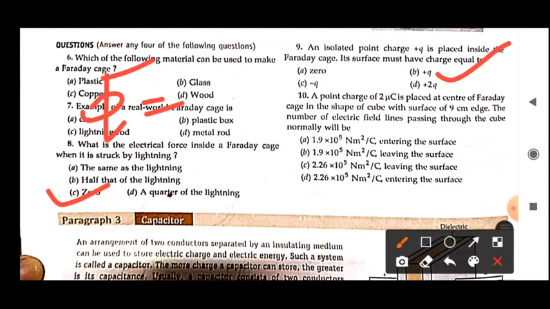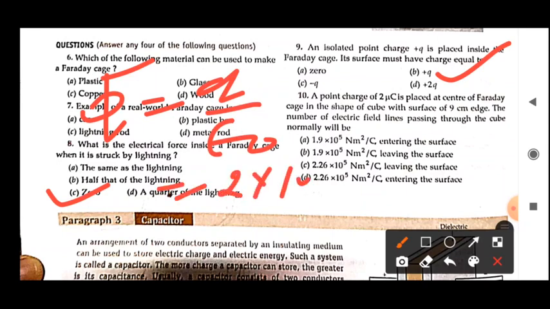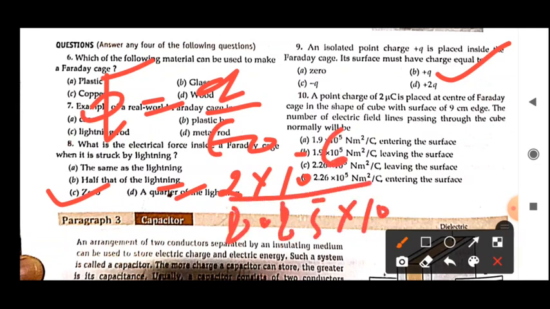So we have to find out the flux here, and that is equal to q by epsilon 0. The value of q is given as 2 microcoulomb, so you can write it as 2 into 10 power minus 6, and epsilon naught is obviously 8.85 into 10 to the power minus 12. If you solve these values, the answer comes out to be 2.26 into 10 to the power 5 Newton meter square per coulomb.